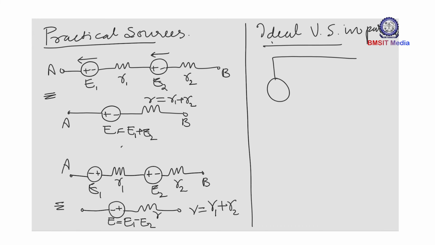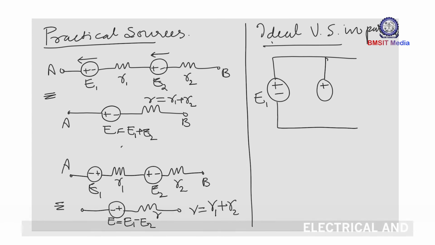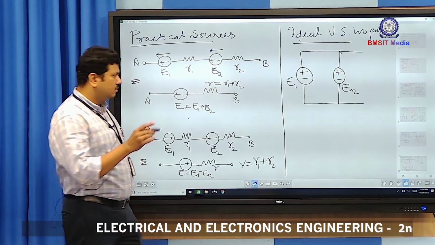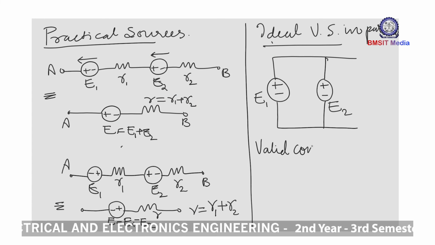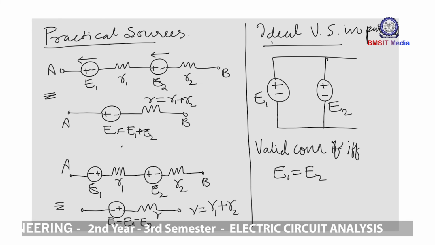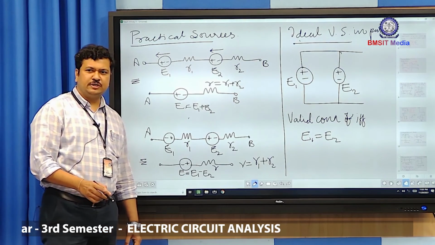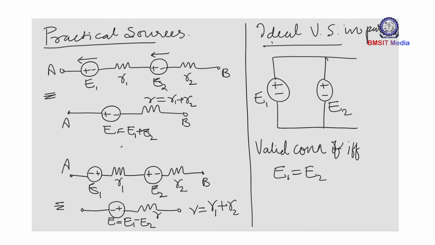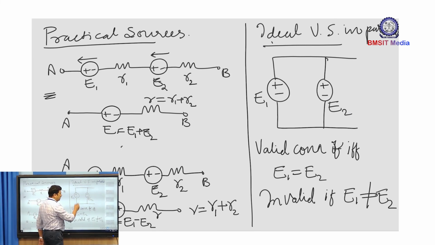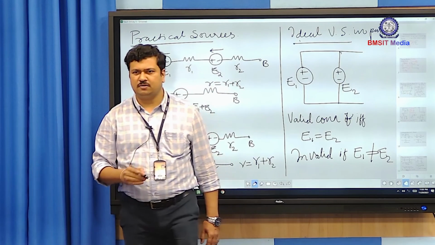Now suppose I have two voltage sources of values E1 and E2. This type of connection is a valid connection if and only if E1 is equal to E2. If E1 is not equal to E2, then this kind of connection is invalid. Now why does it become invalid? What happens if in practice I connect E1 and E2 with different values in parallel?